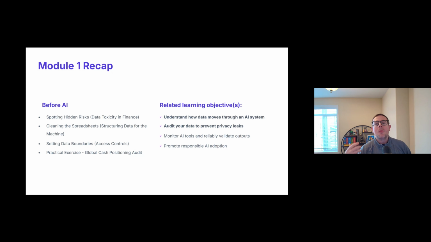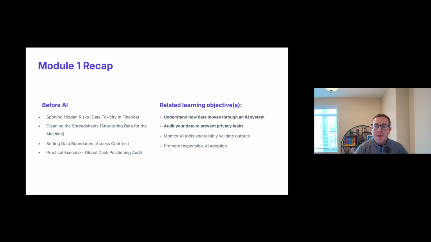In Module 1, we focused on what happens before data ever reaches an AI tool. We started by identifying hidden risks, and that's what we called data toxicity. This included things like material non-public information, bank account details, and even hidden rows or tabs that AI can still read, and we saw that in our practical example. The key takeaway here is that AI doesn't distinguish between what you meant to share and what is actually presented. It reads everything.